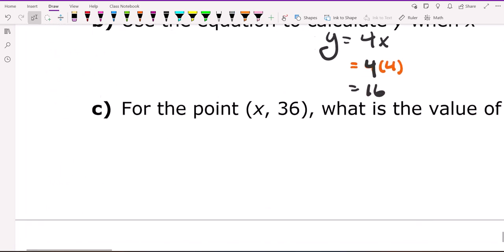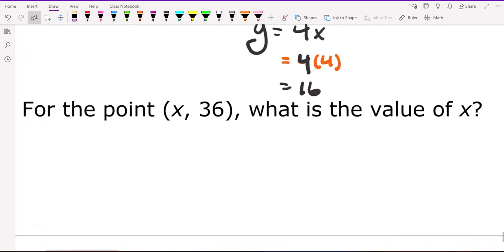Right? Next question. Okay, this is not a hard question, but really hard to interpret. It says, hey, for the point x comma 36. Remember, these points are given to us as x, y. What is the value of x? So they gave us the y value. They're asking the x value this time. So we start off with your equation. y is equal to 4x. And this time, we're going to replace the y with 36.